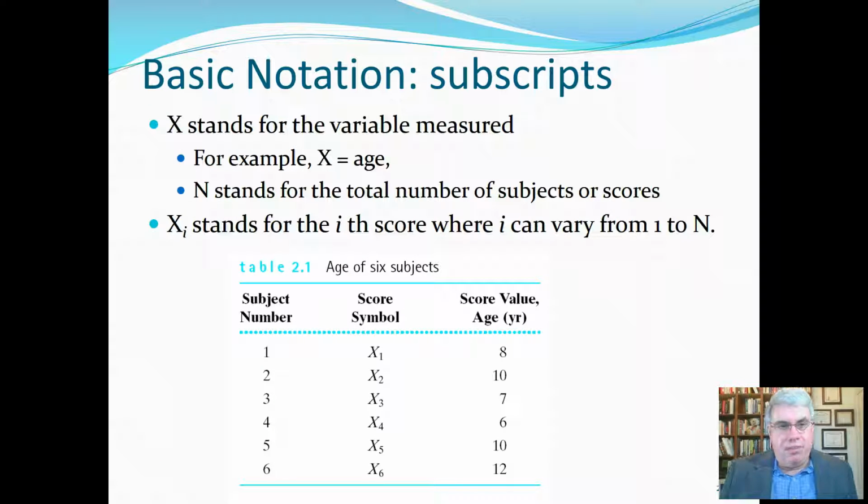Let's talk more about subscripts. So let's suppose that X stands for some variable that we're measuring, like age. We can say X is a person's age. And if we have a whole bunch of people, we have a whole bunch of ages. Suppose we have N people, we can indicate whose age is which with the subscripts. So if we say X sub I, that means I is the ith score, where I can be any number from 1 to N.